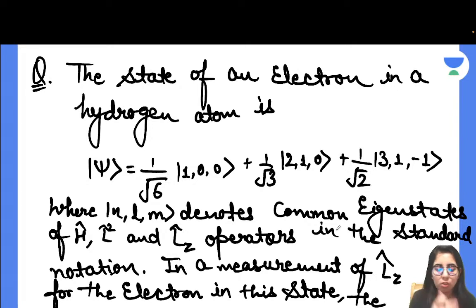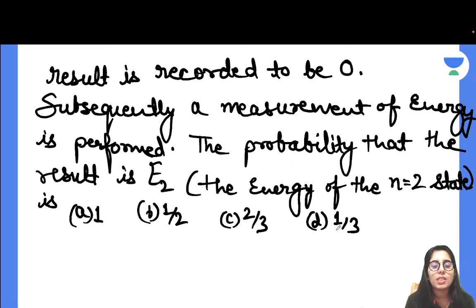And if you don't know, I'm going to start the discussion about it: what are the things you need to focus on, how you will proceed further to get the answer, what points you need to consider while working on any such type of question. So the question says the state of an electron in a hydrogen atom is this, where nlm denotes common eigenstates of H, L square and Lz operators in the standard notation. In a measurement of Lz for the electron in this state, the result is recorded to be 0. Then subsequently, a measurement of energy is performed.